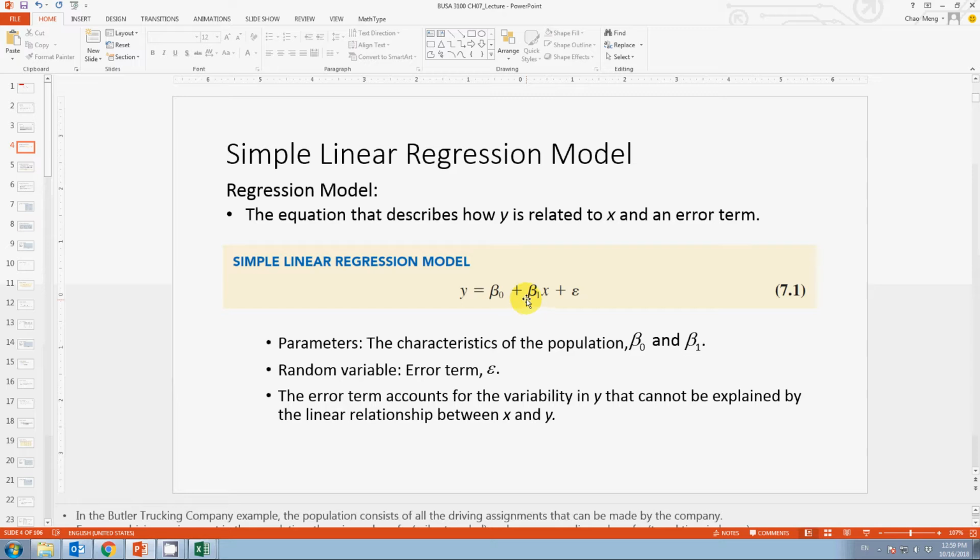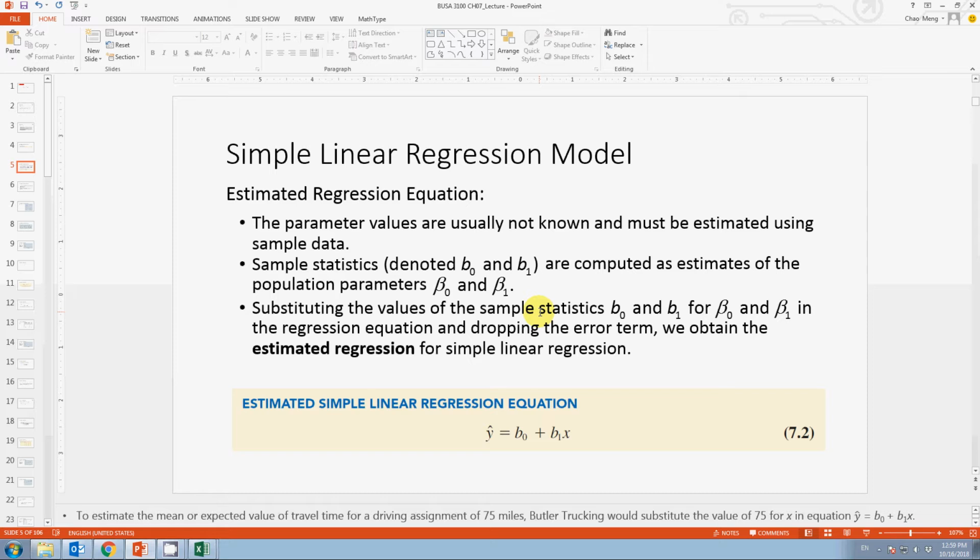We want to estimate beta 0 and beta 1. So how do we do this estimation? We have to rely on the sample, rely on our data. We can consider beta 0 and beta 1 as population parameters. In the previous chapters, we learned how to estimate population parameters using samples. Similar story here. So how do we do the estimation?